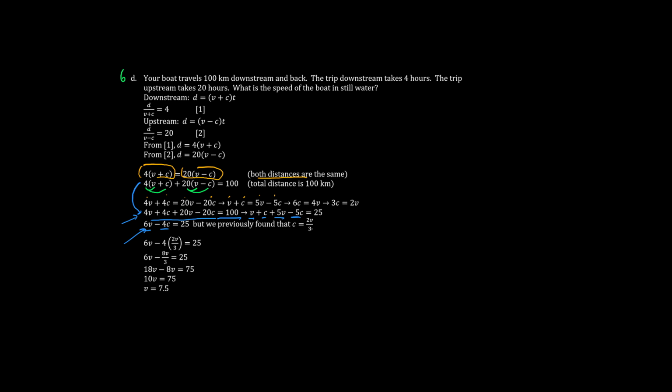And we substitute the c value into here. Okay, so the rest is just algebra. Multiply both sides by the denominator, or in this case, we simply multiply the numerators. Negative 4 times 2v is negative 8v. Then we multiply by 3. So therefore we have 10v equals 75. And we divide by 10, we have the actual velocity.